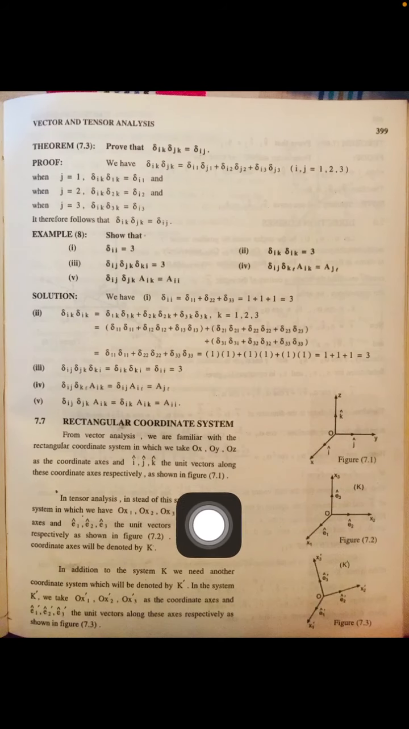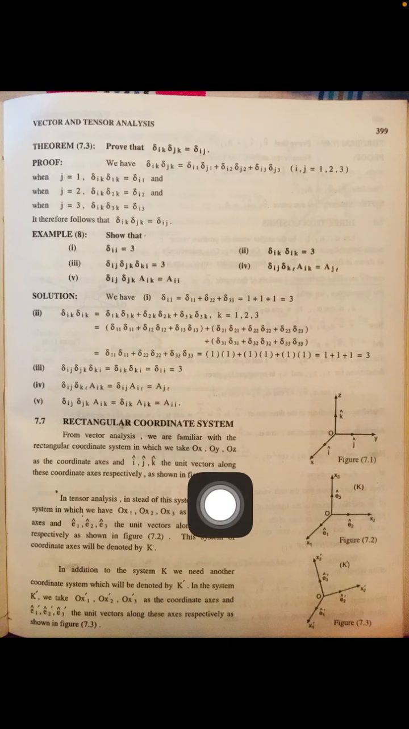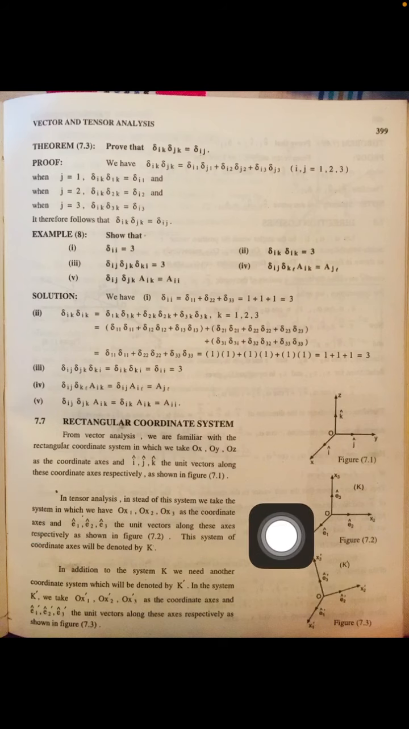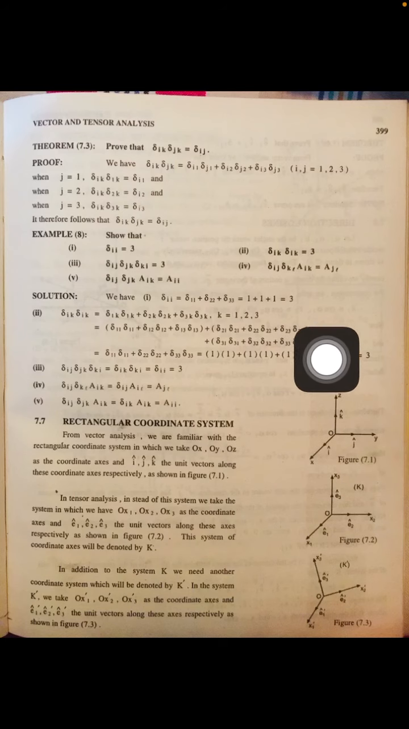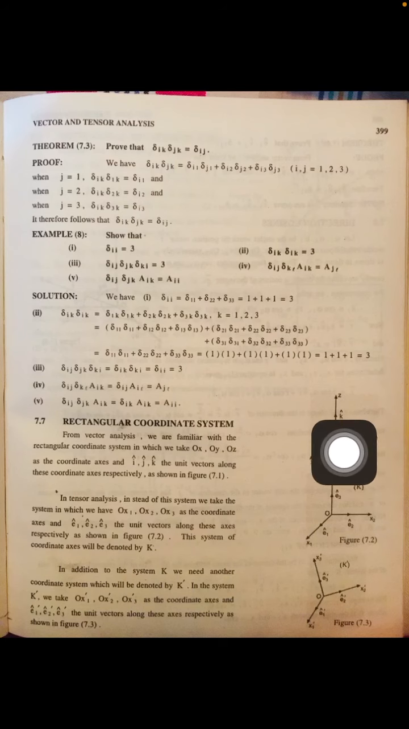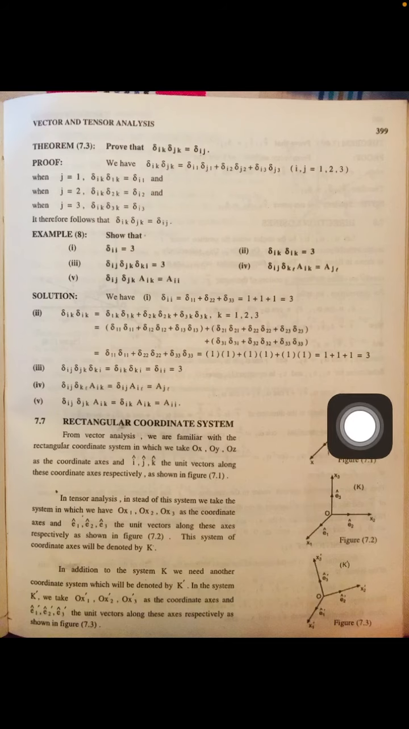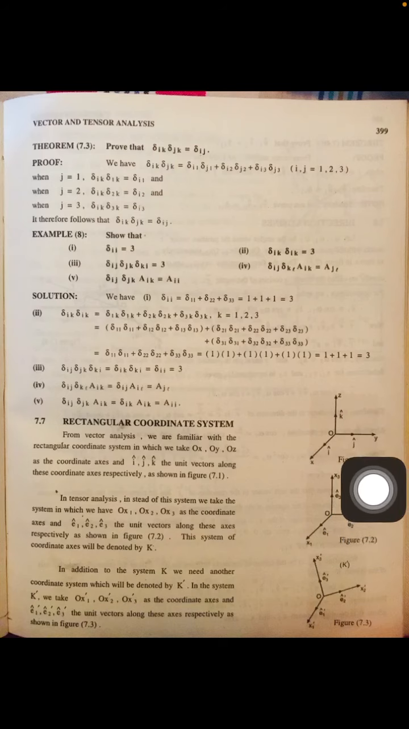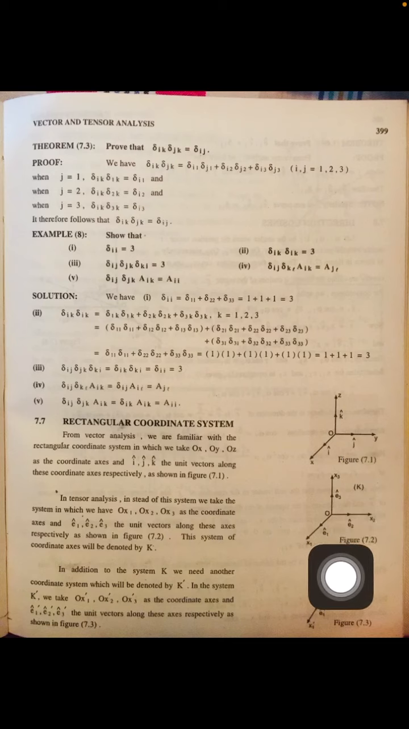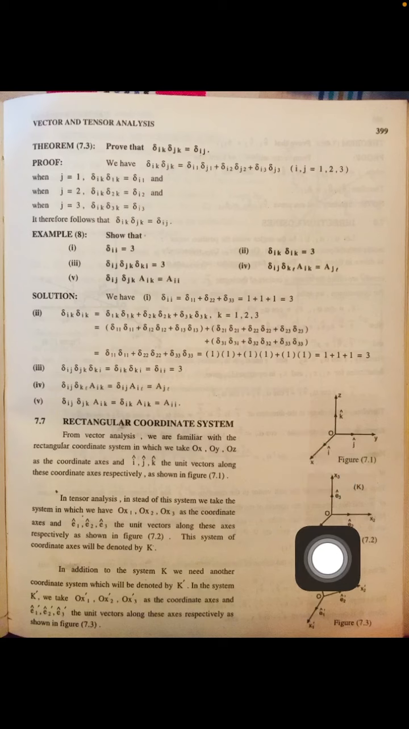So the next topic is rectangular coordinate system. From vector analysis we are familiar with the rectangular coordinate system, in which this is the basic Cartesian coordinate system. We studied earlier that these are the i, j and k unit vectors along the x, y, z axis. Now in tensor analysis we take a system from 0 to x2 and x3, and these are the unit vectors e1, e2 and e3, and this system is known as, you can say, the K coordinate system.